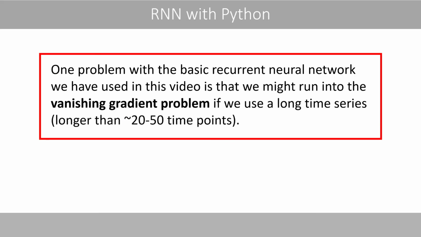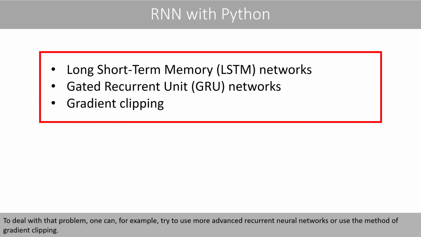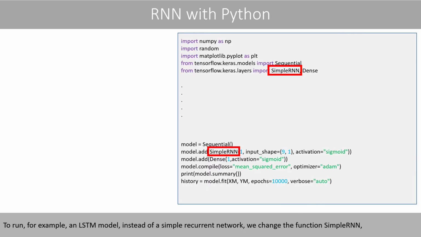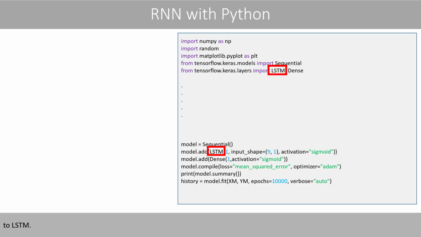However, one problem with the basic recurrent neural network we have used in this video is that we might run into the vanishing gradient problem if we use a long time series. To deal with that problem, one can, for example, try to use more advanced recurrent neural networks or use the method of gradient clipping. To run, for example, an LSTM model instead of a simple recurrent neural network, we can change the function simple RNN to LSTM.